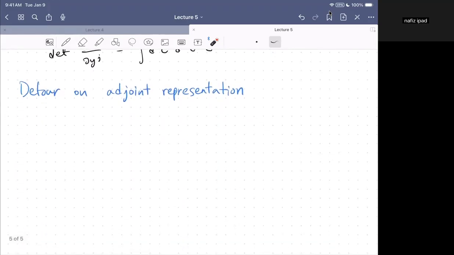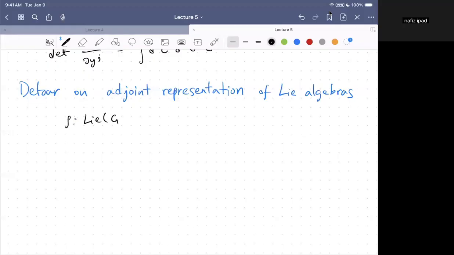Let's remember some basic formulas about the adjoint representation of Lie algebras. So first of all, what is a representation of a Lie algebra? It's a homomorphism from the Lie algebra to, as I said, all matrices acting on some vector space V.